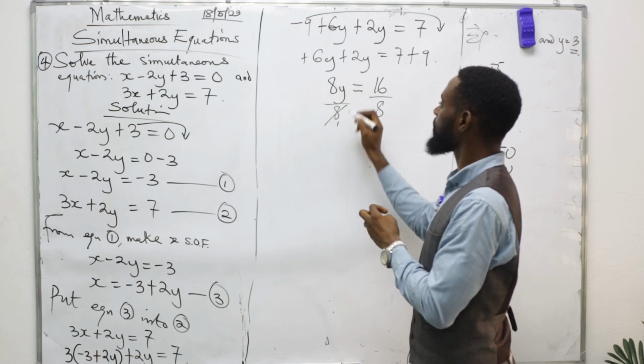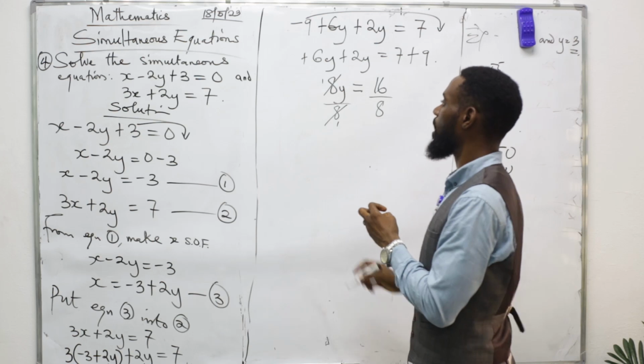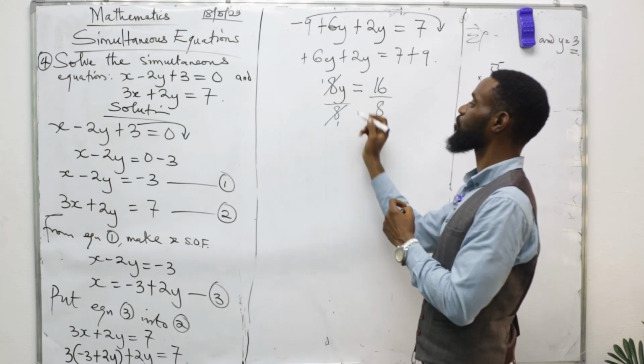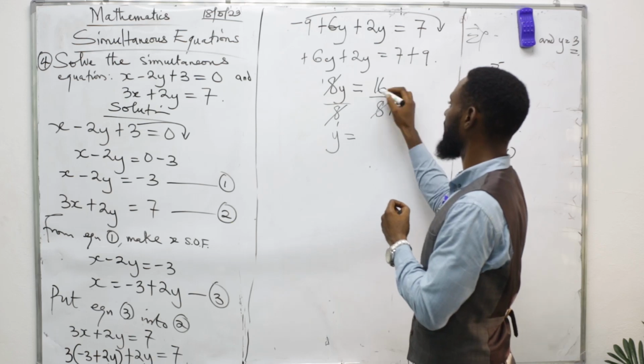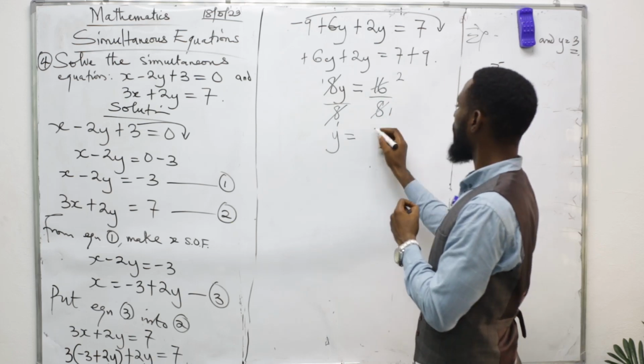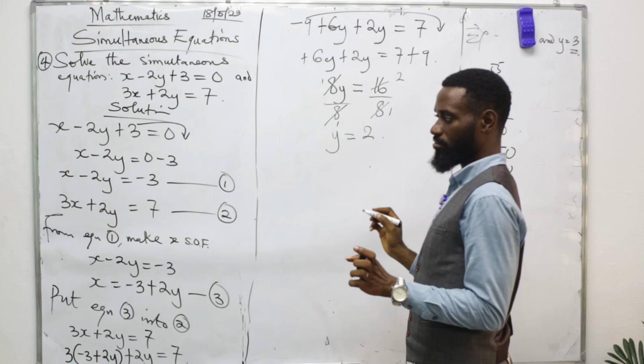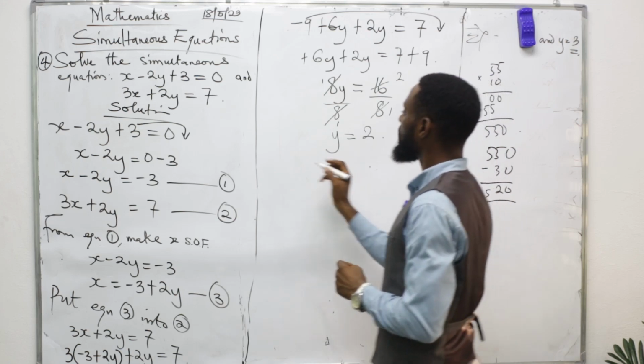So 8 divided by 8 is 1, 1 times y is still y. So y is equal to 16 divided by 8, 8 into 16 is 2. So y is equal to 2. Is that correct?